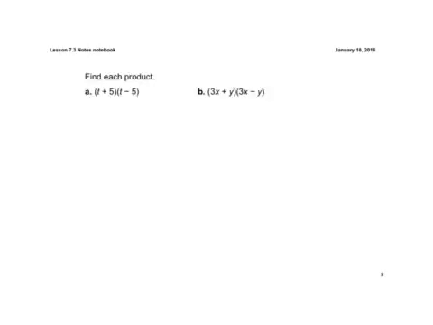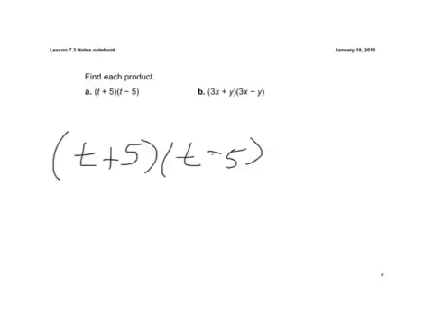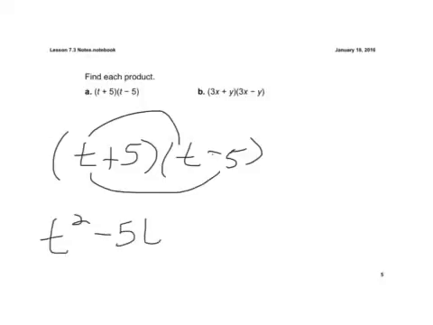Now again, we could use a pattern, but if I just set it up, t plus 5 times t minus 5, and use the FOIL method. First times first is t squared. Outside times outside is minus 5t. Inside times inside is plus 5t. And then last times last would be minus 25.